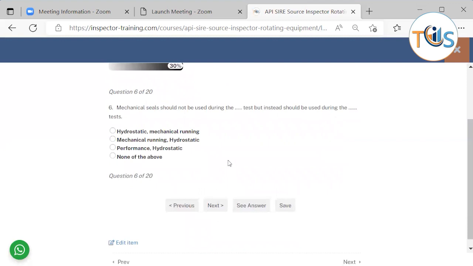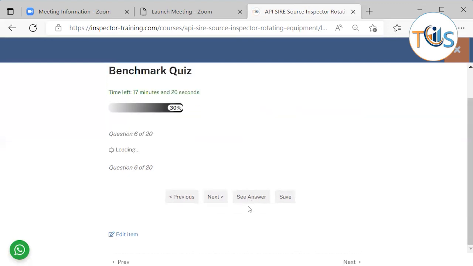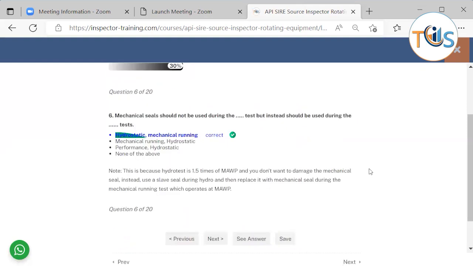Mechanical seals should not be used during the hydro test, but instead should be used during the mechanical running test. The reason is that if you use the seals during hydro test, it might damage the seal. Most of the seals are not designed to operate at test pressure. They're designed to operate at maximum allowable working pressure, and the test pressure is 1.5 times of that. So you might damage it.